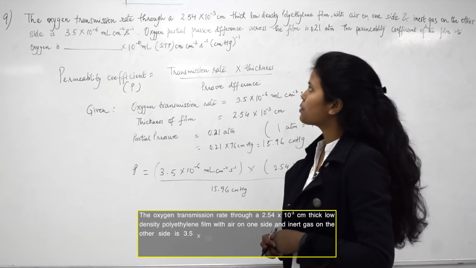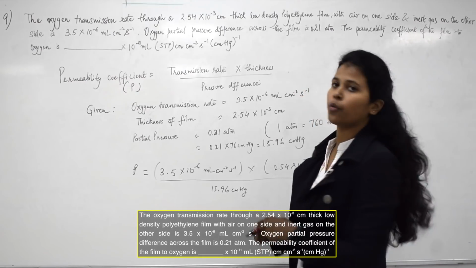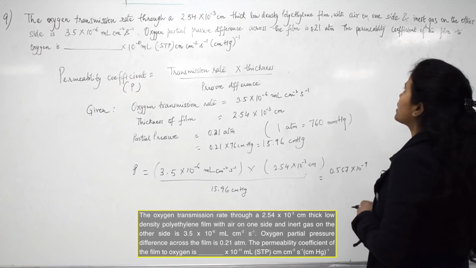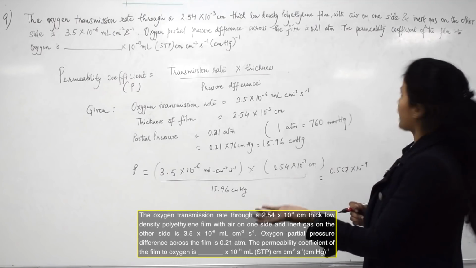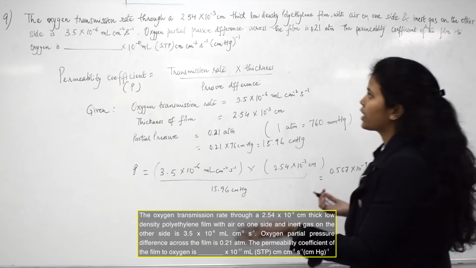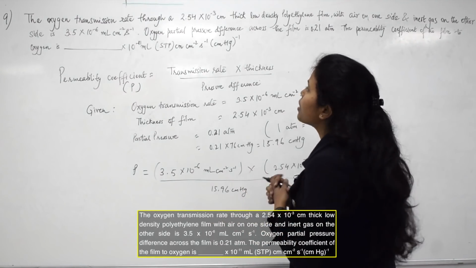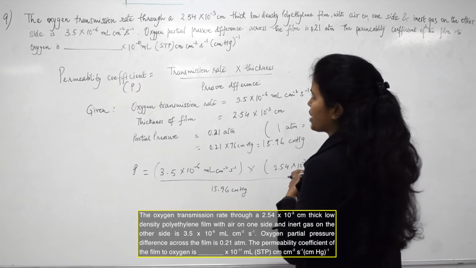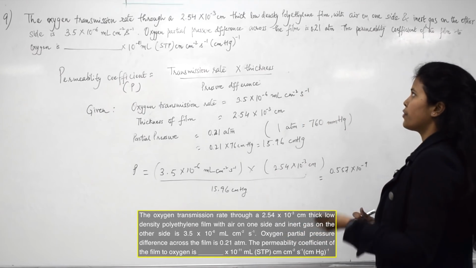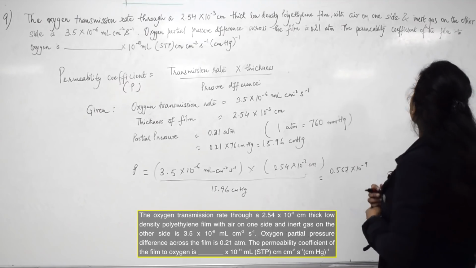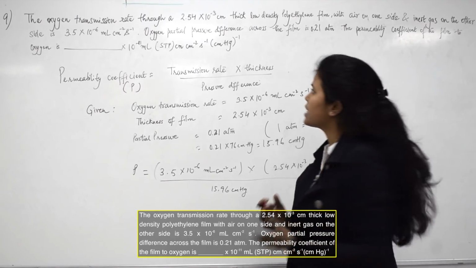The oxygen transmission rate through a 2.54 into 10 raised to the minus 3 centimeter thick low density polyethylene film with air on one side and inert gas on the other side is 3.5 into 10 raised to the minus 6 milliliter per centimeter square per second. Oxygen partial pressure difference across the film is 0.21 atmosphere. The permeability coefficient of the film to oxygen is dash.